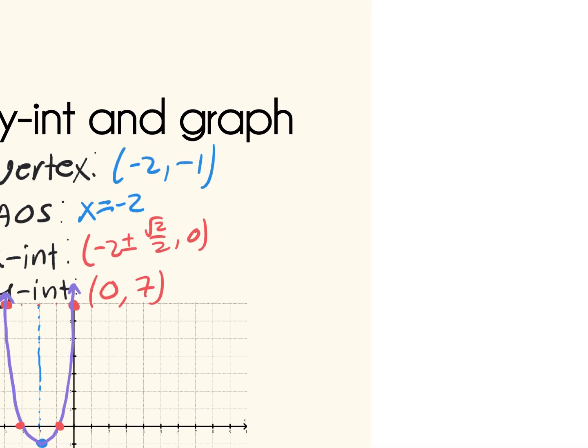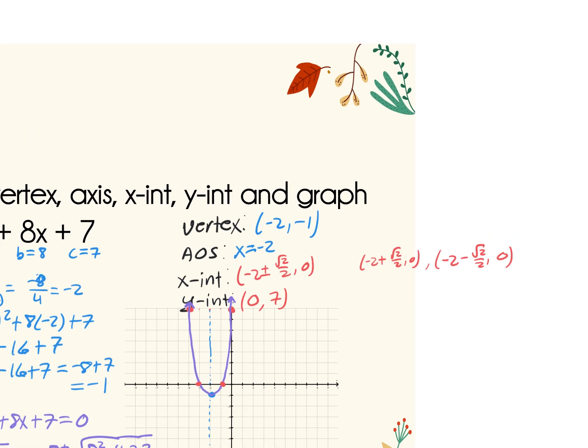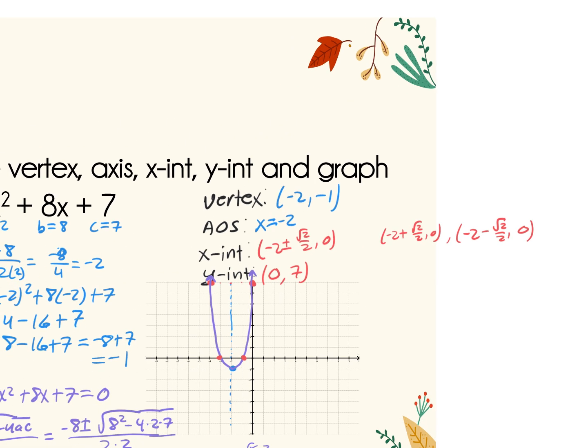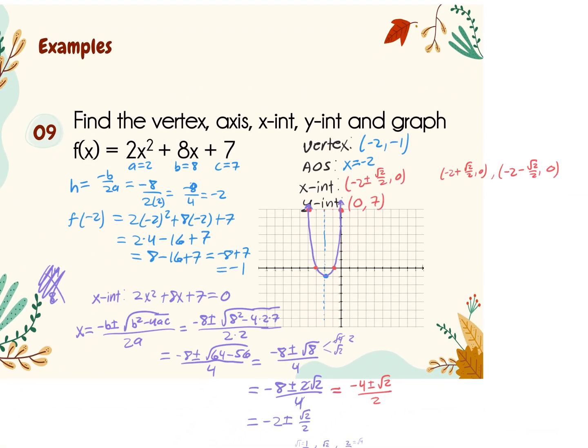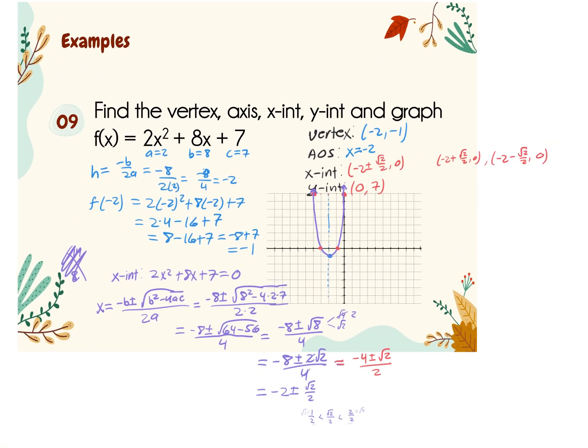Another way that you can write it, guys, is if you were to do negative 2 plus the square root of 2 over 2, comma 0, comma, negative 2 minus the square root of 2 over 2, comma 0. Right, so you can write it separately. If you write the plus or minus in the same one, that's fine also. Right, but this is certainly one of the more involved problems, right, where it's not as straightforward as factor it, get your x-intercepts.